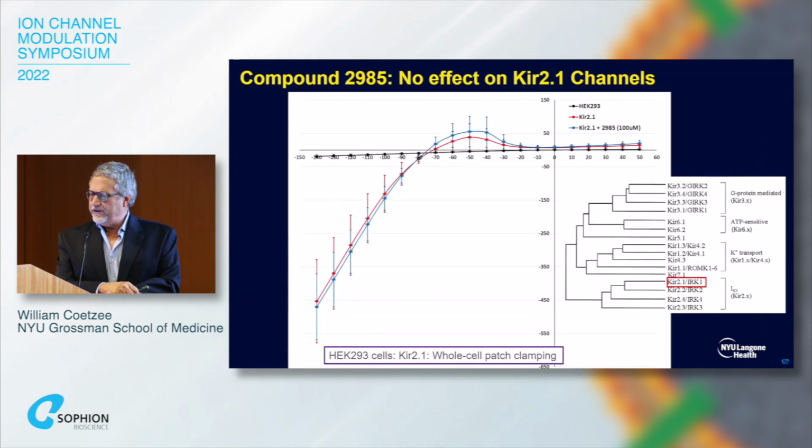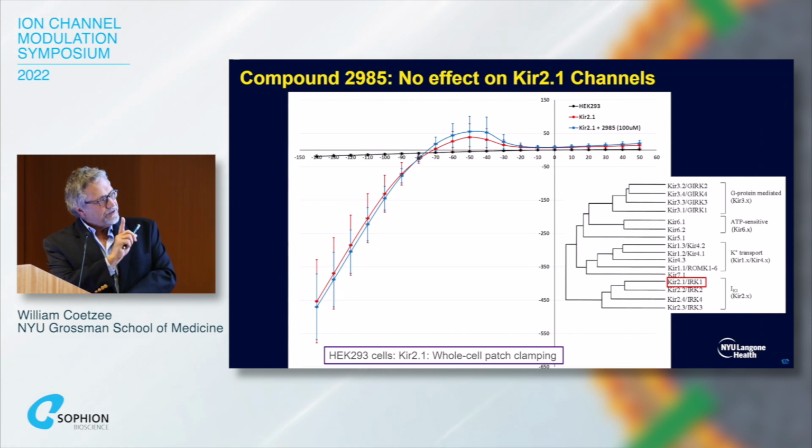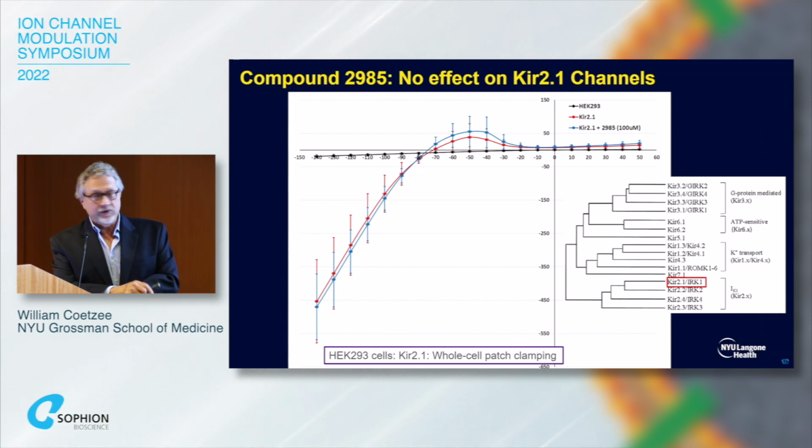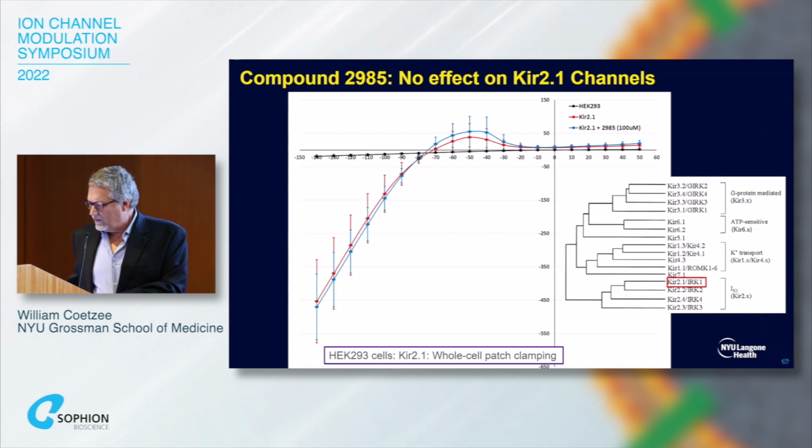Of course, now what we needed to do is test it against other channels, right? This was interesting because we tested each of these groups of channels. The Kir2 channel is expressed here in HEK293 cells. We did whole cell recordings, and what we're looking at here is a HEK293 cell that doesn't have the channel, transfected with Kir2.1. We saw a robust current, and this compound at 100 micromolar had zero effect on Kir2.1 channels.